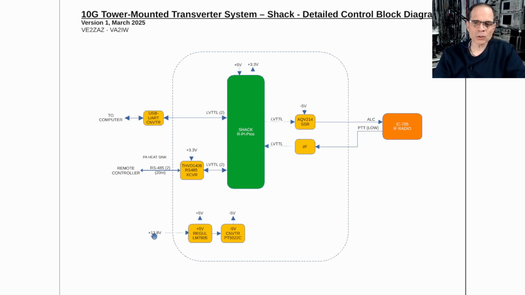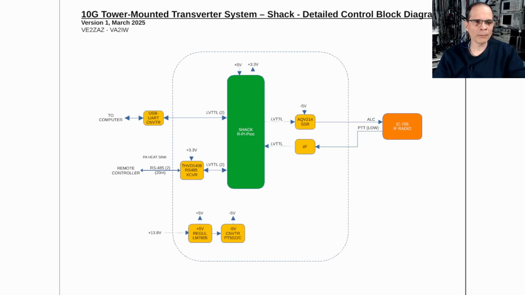So that's pretty much what's going to be on it, other than a 5-volt regulator, of course, from 13.8 volts, the station 13 volts, and also a minus 5 volt. That's the minus 5 used for squelching the ALC. So it's a plus 5 to minus 5 converter. So that's the local shack controller. Now some of it will repeat on the remote end.